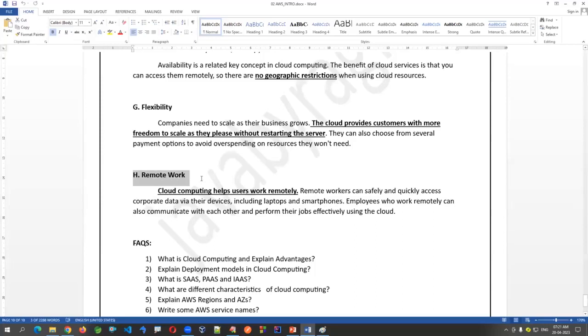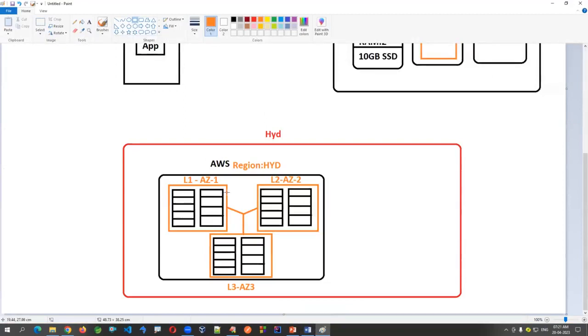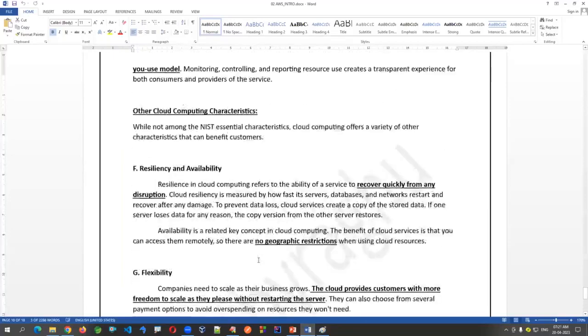Remote work indicates you just sit in your home or in your organization with your laptop, and you should be able to connect to this data center. You can deploy your application and you can use it. These are the major features.